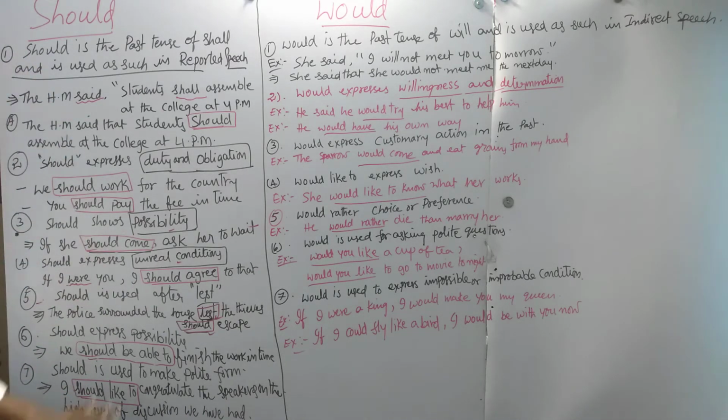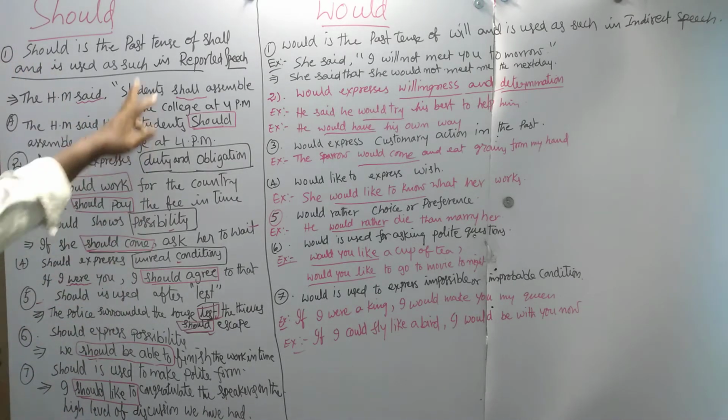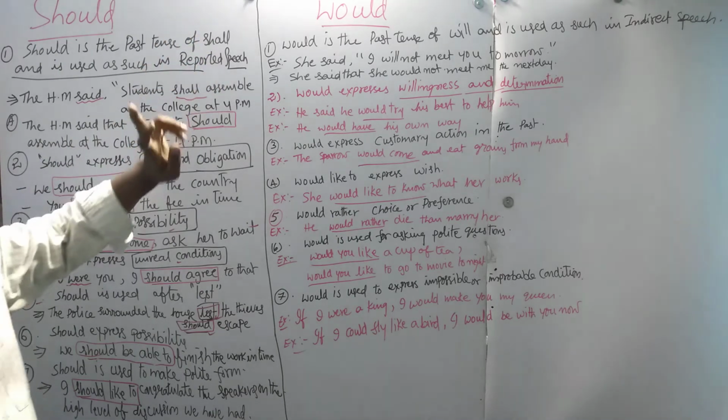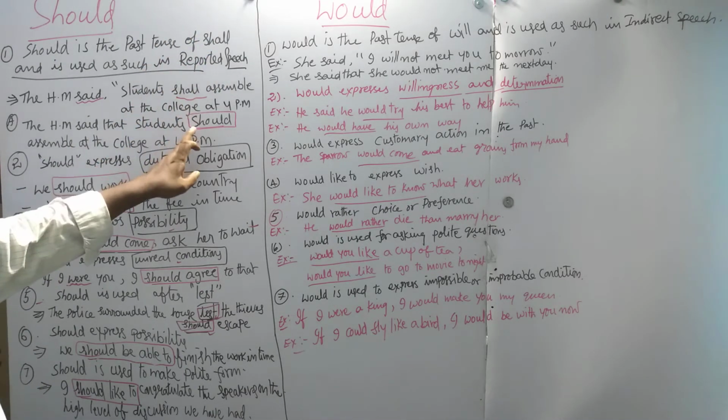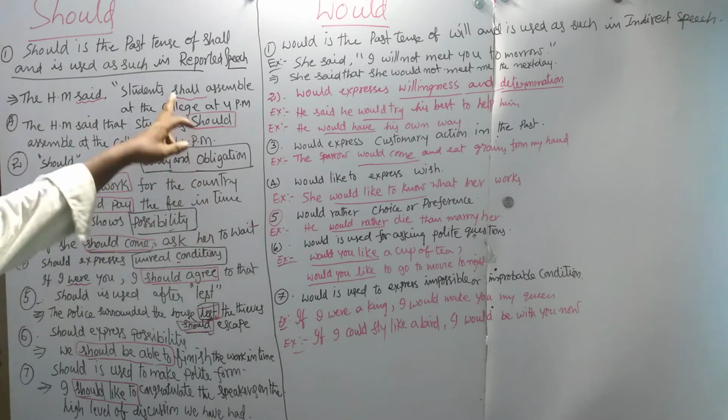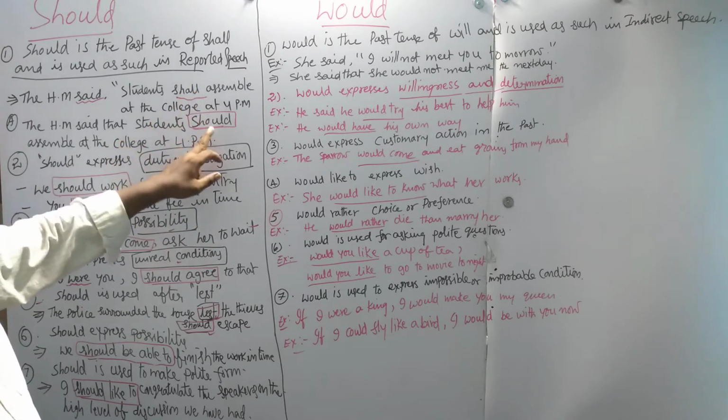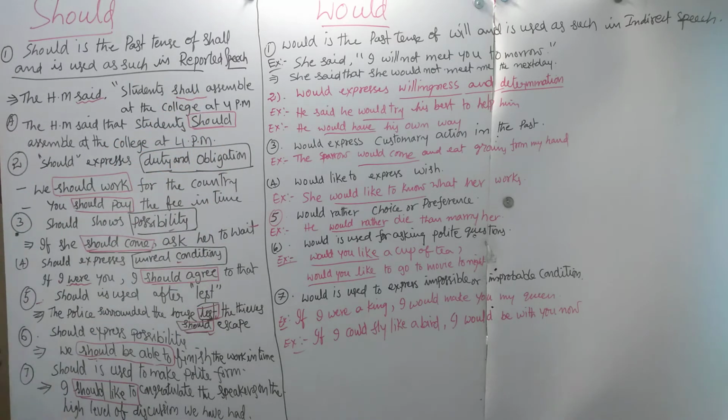So in this way, should is used as the past tense of shall to change direct speech into indirect speech. Where there is shall in direct speech, that will become should in indirect speech.